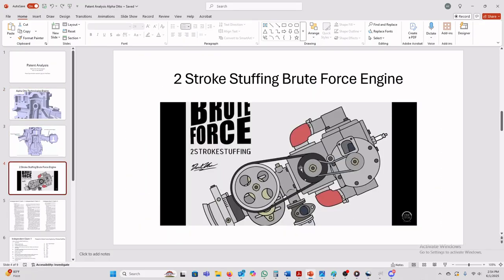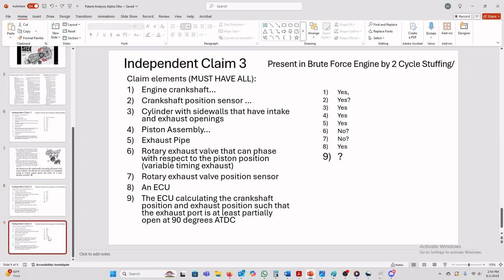Brute Force engine or any other engine that's using a supercharged two-stroke rotary exhaust valve, they could just have their ports in different locations and not need to use that range, or they could not control it with an ECU.